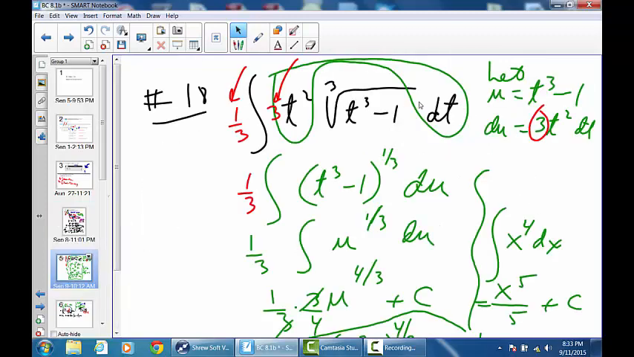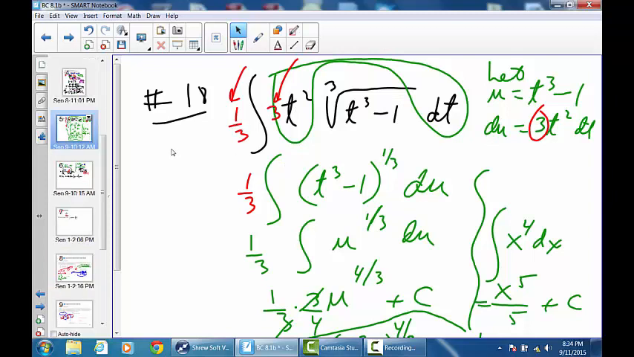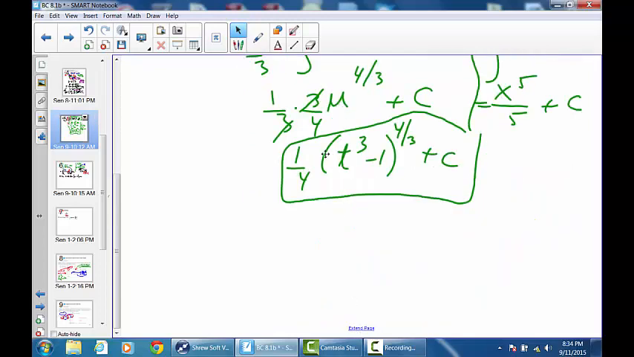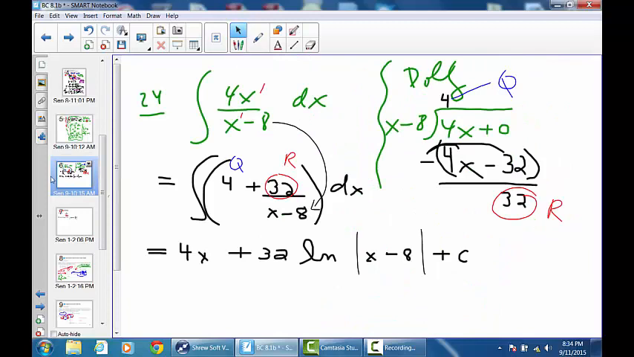Number 18, the original question's in black. You let u equal the contents of the radical, and it actually works quite nicely. Derivative is 3t squared dt, and you've got the t squared dt, introduce the 3, counteract. You are now integrating u to the third. That'll give u to the 4/3 over 4/3, which is times 3/4. And of course the 1/3 is there. The 3's will cancel. Again, don't forget to replace u by t cubed minus 1.